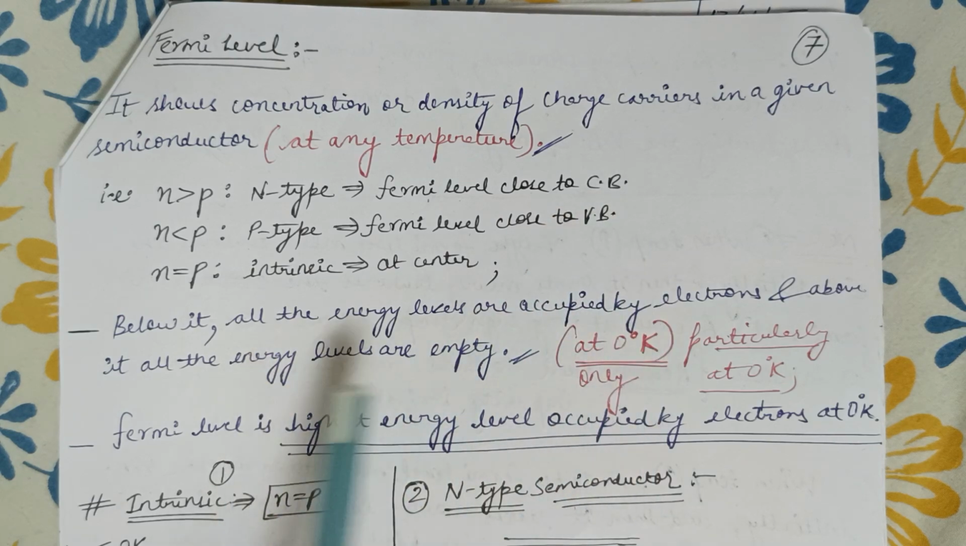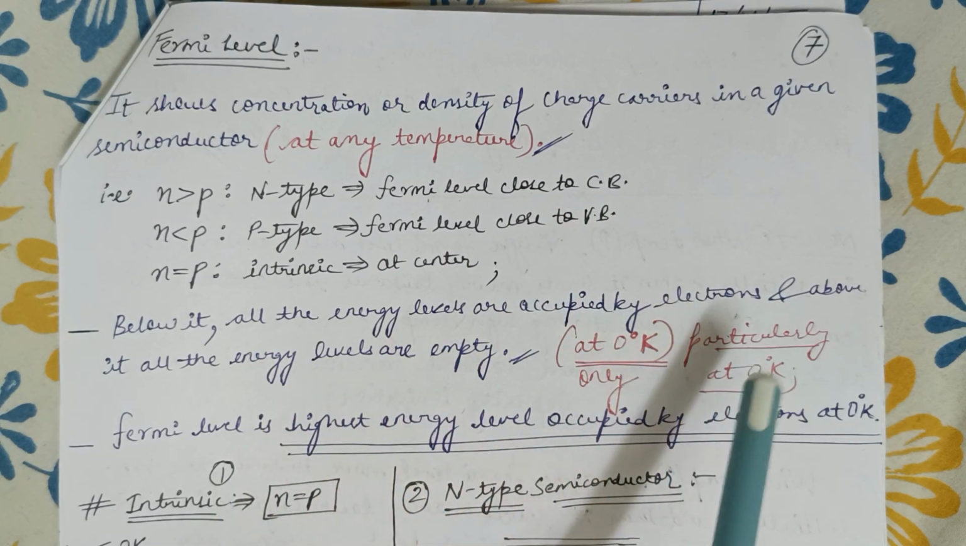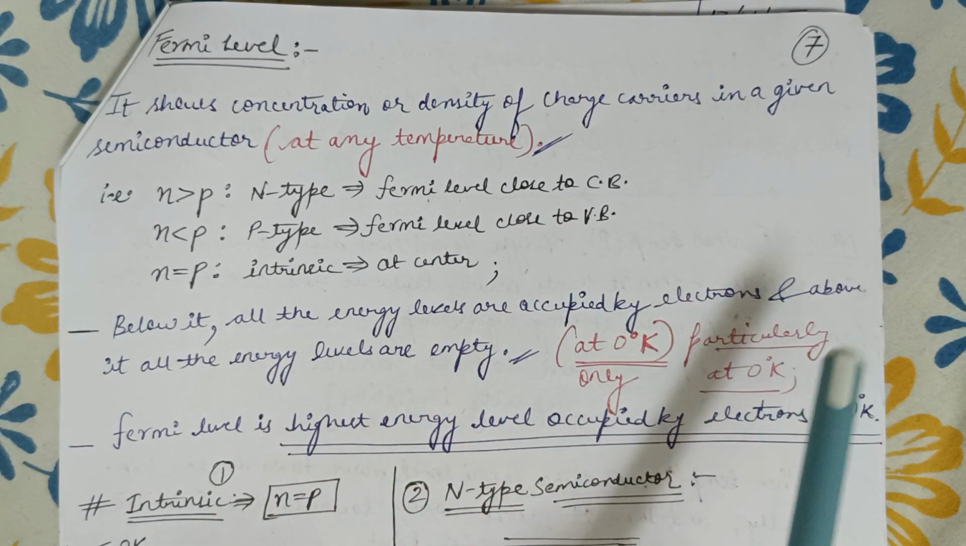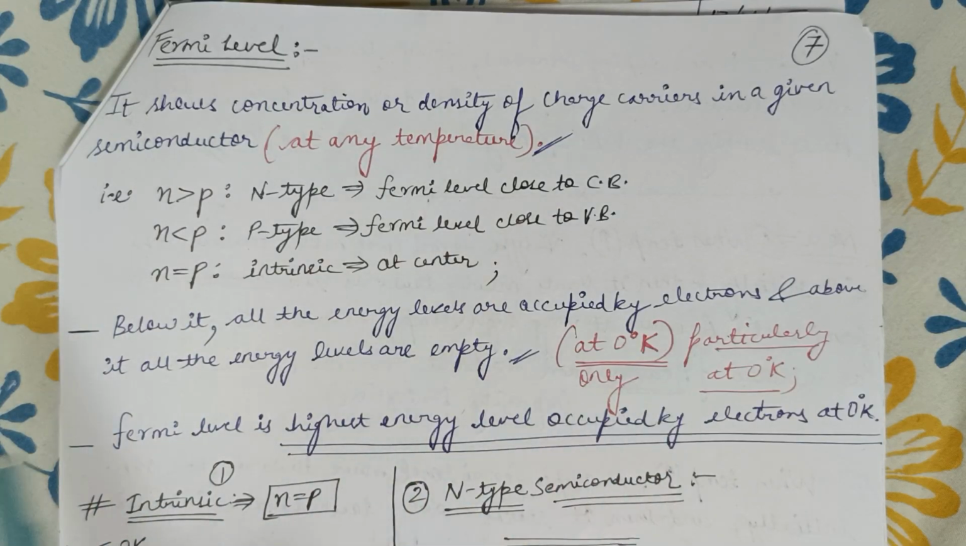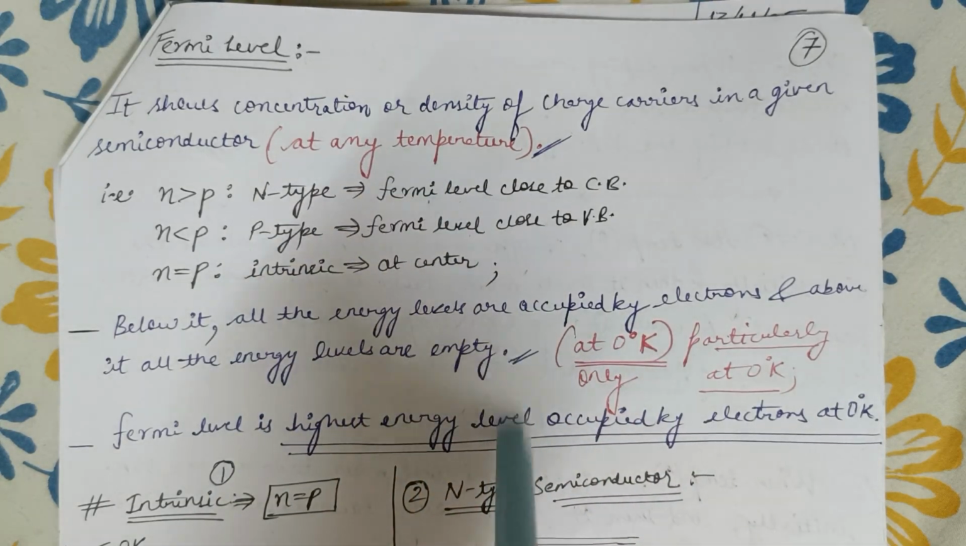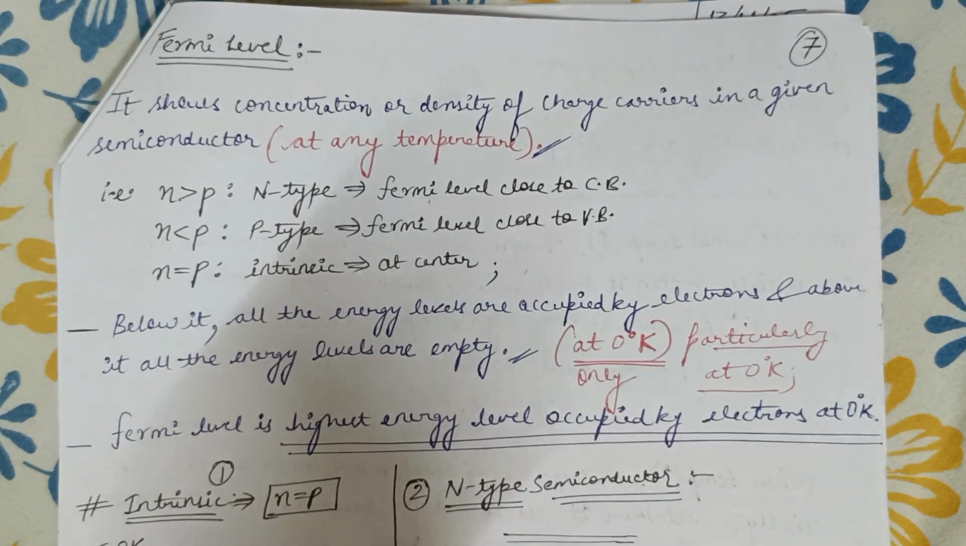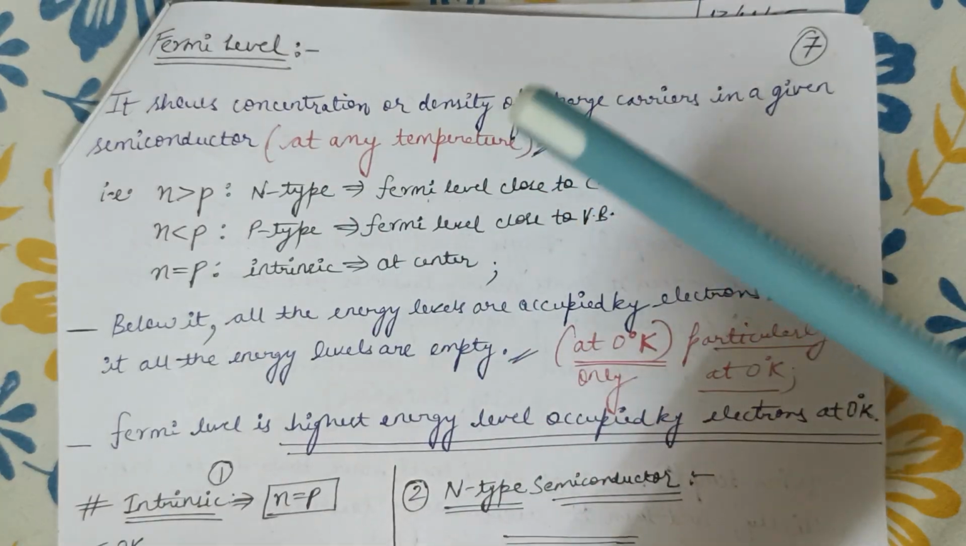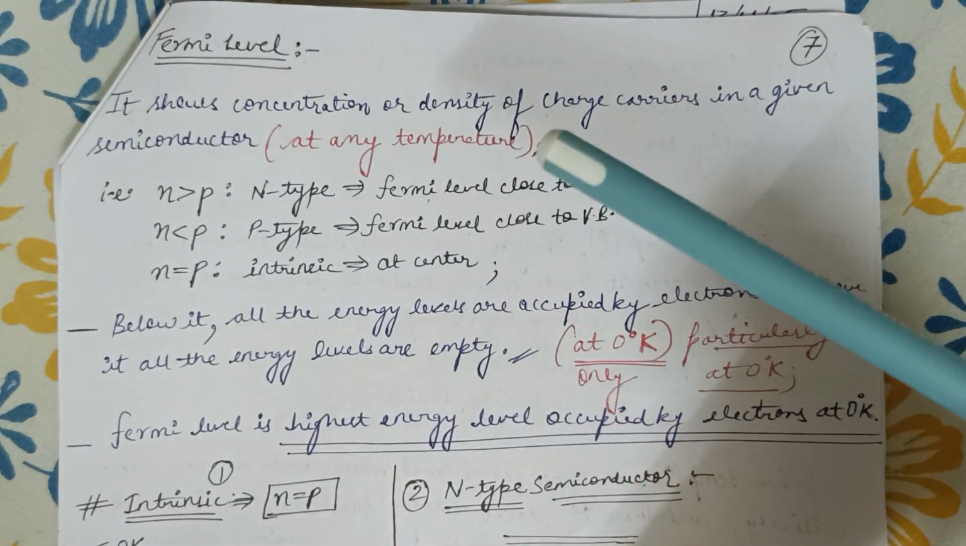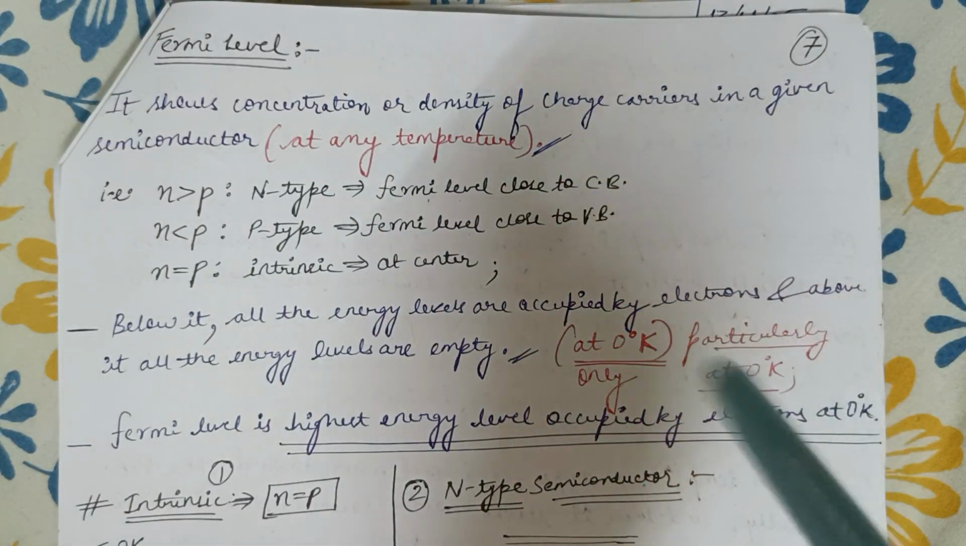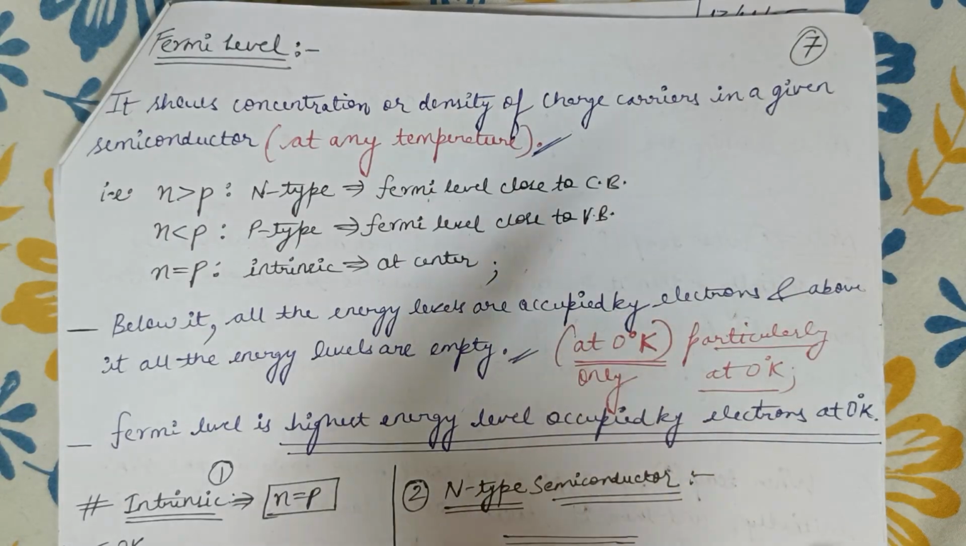And one particular definition applies only at 0 Kelvin, and it says that the Fermi level is the highest energy level occupied by electrons at 0 Kelvin, which eventually means that all the levels below the Fermi level are filled by electrons, and all the energy levels above the Fermi level are actually empty, but it is only defined at 0 Kelvin.